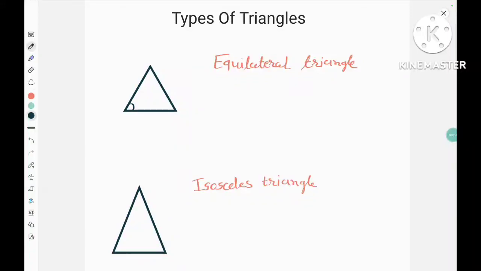So first triangle, let's say equilateral triangle. In an equilateral triangle, all three sides are equal length, okay? And that's symbolized like this. If all three sides have the same symbol on them, it means they have the same length. So the first property of the equilateral triangle is all sides are the same length.